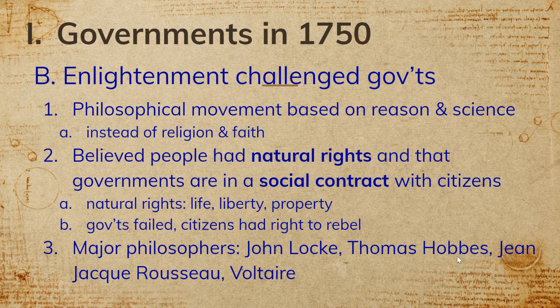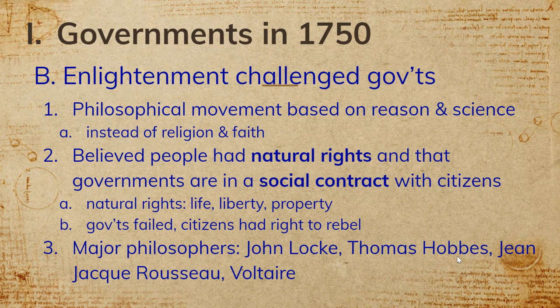So the Enlightenment philosophers, also known as philosophes, just a fancy way of saying philosopher, believed in natural rights, life, liberty, and property, and that governments are in a social contract with their citizens. Now think about a contract. When you sign a contract, like we've signed for your classes, it's an agreement between two parties. That party A will do X and party B will do Y. And if one party fails to fulfill their part of the deal, then the other party has the right to say this contract is over.